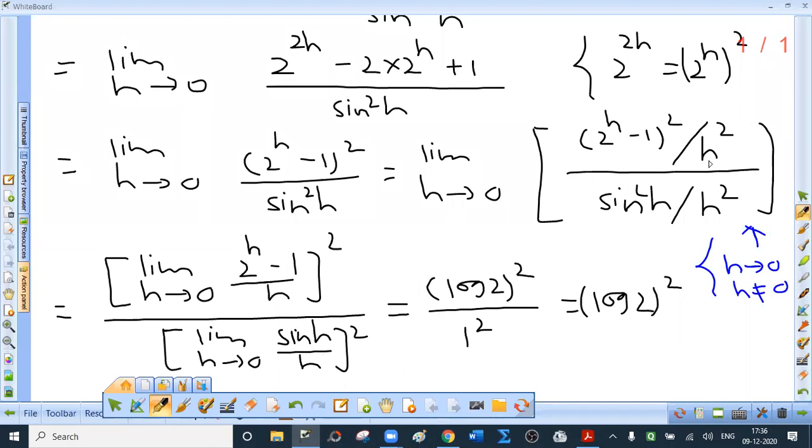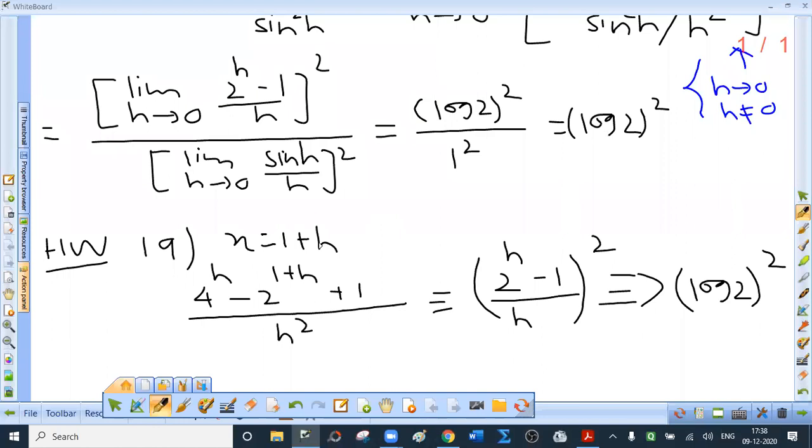Now you should write the reason for this. Why can we divide by h square? Because h only tends to 0. h is not equal to 0. And here you have to mention that the standard limit x tends to 0, (a raised to x minus 1) upon x equal to log a is used.